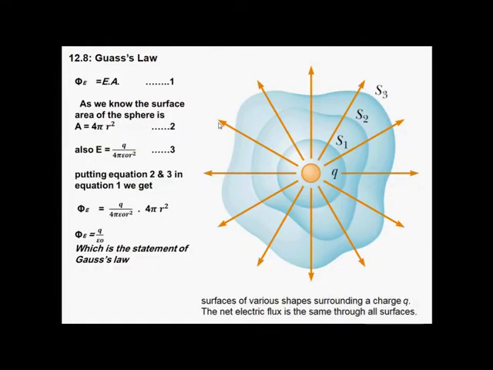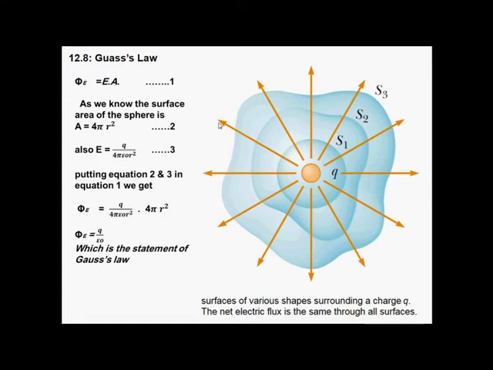Now let us consider a closed surface and a point charge placed in the middle of the closed surface. As we know earlier, Gauss's law depends upon the total flux, and flux is equal to the product of electric field and vector area. We know that the surface area of the sphere is 4 pi r square. This would be equation number 2.